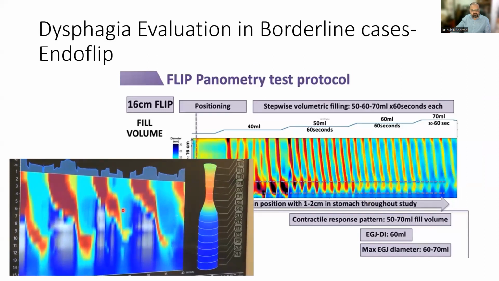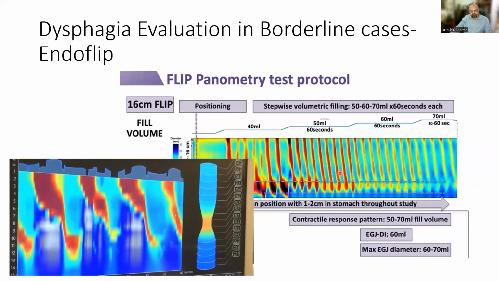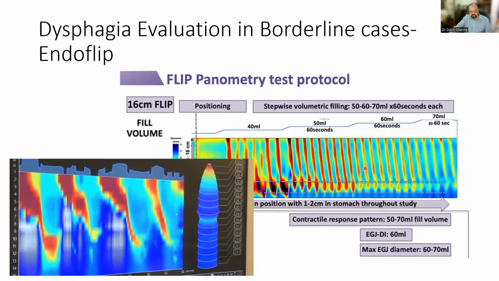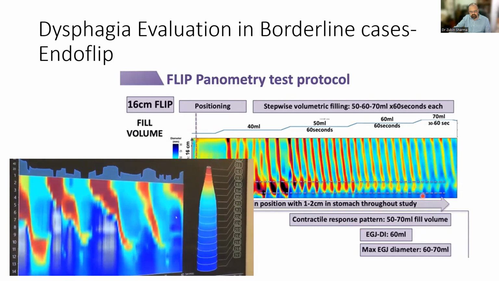Endoflip, this is how endoflip actually looks like, and as I said, it's beyond the scope of this talk to talk of flip panometry, but this is how it actually looks like. There is a certain protocol involved on how you should test them. As of now, its indications are pretty clear in suspected borderline cases of EGJ outflow obstruction, or in cases of pyloric functional stenosis where you are contemplating G-POEM, or across any anatomical anastomosis where you feel that it is functionally narrowed. You can utilize endoflip for its evaluation.